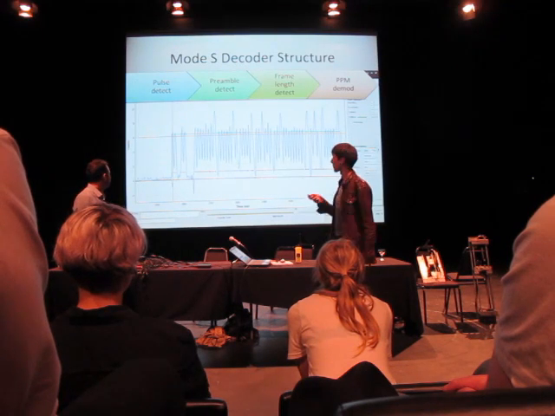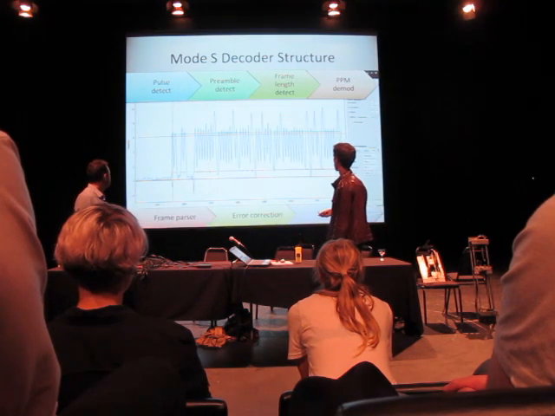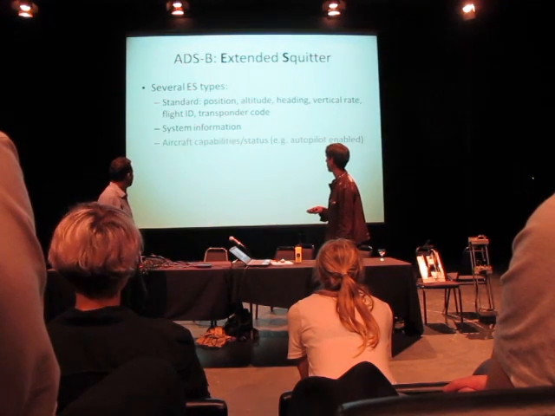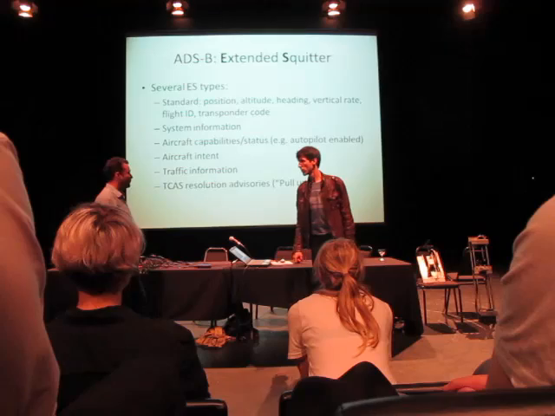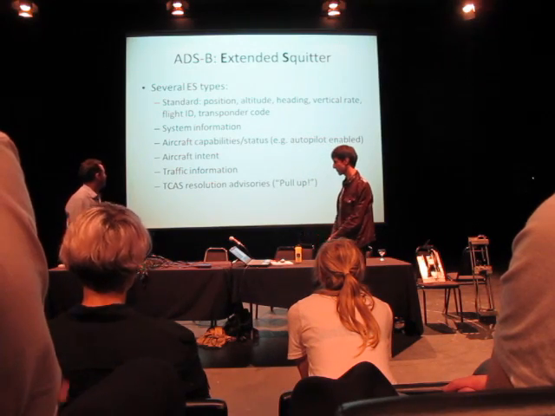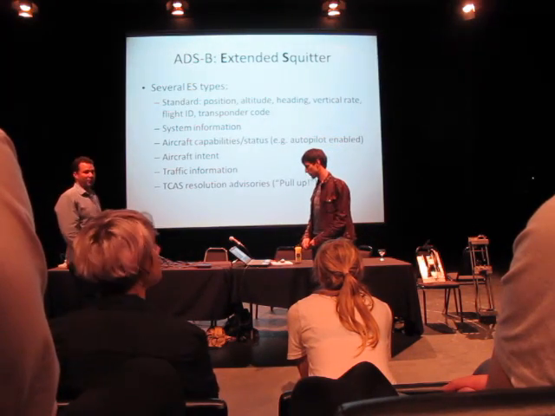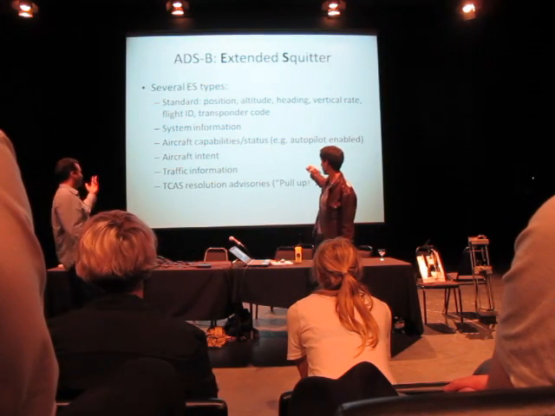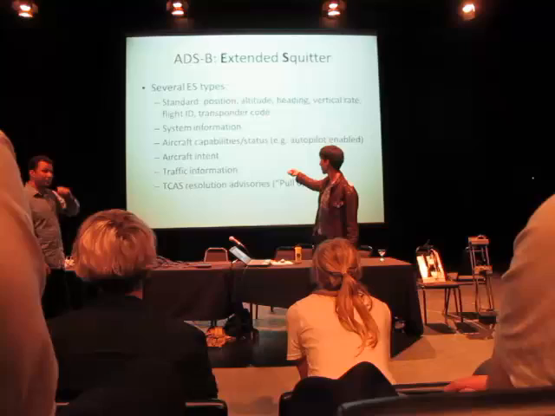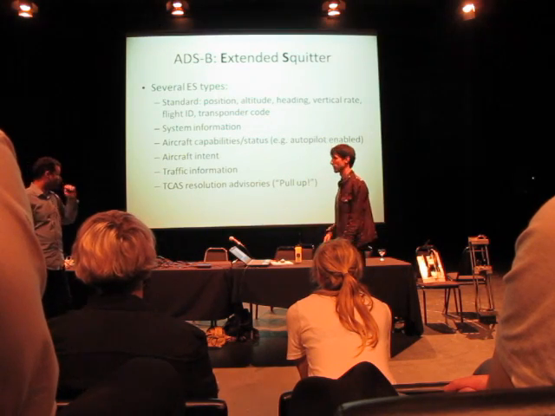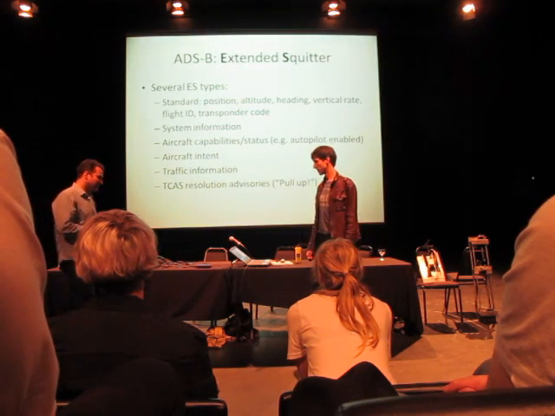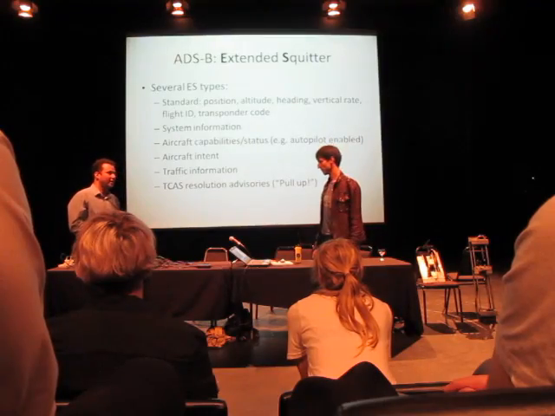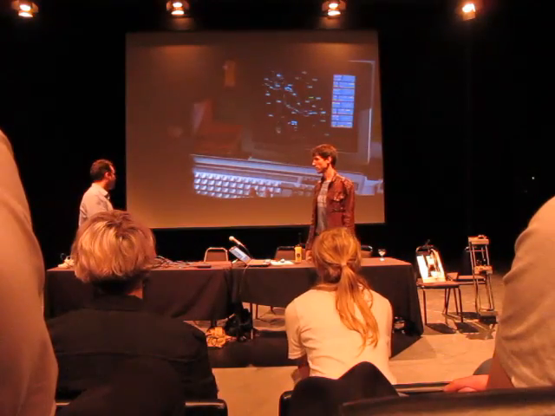To actually decode it, there's a whole bunch of stuff you need to do. I won't go through the details, but it's pretty involved if you want to do it properly. And ADS-B is neat because it supports extended squitter, and as we were saying before, that's where all the extra information comes in, like flight ID, transponder code. Things like, is the autopilot enabled? Am I on an approach for descent? There's all sorts of intelligent information in there that doesn't come from primary radar. All sorts of state information about the aircraft.